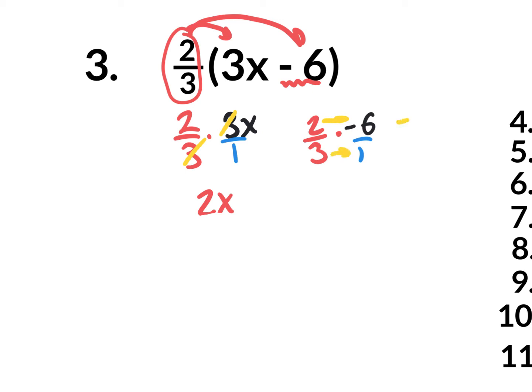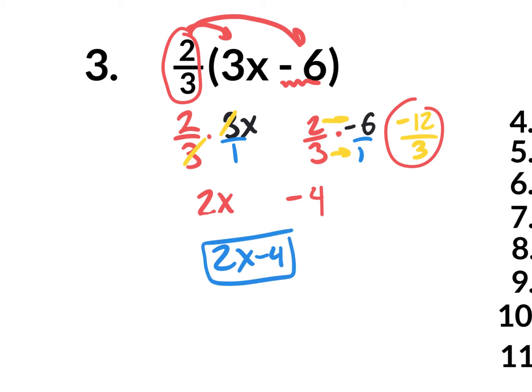So 2 times negative 6 is negative 12. And 3 times 1 is 3. And then you could reduce that fraction or divide that fraction. Negative 12 divided by 3, that is a negative 4. Okay, so this is a negative 4, and I'm going to write it down here, negative 4. Okay. Again, you could reduce first and then multiply, or you could multiply first and then reduce. Okay, so it's totally up to you. I did it both ways there. Anyway, there is our answer, 2x minus 4. There's nothing else to do. 2x minus 4 is the correct answer to number 3.